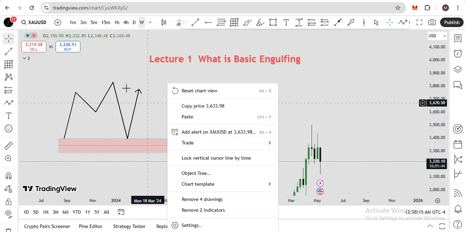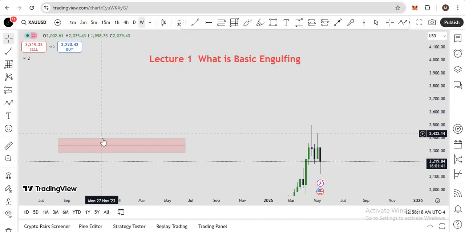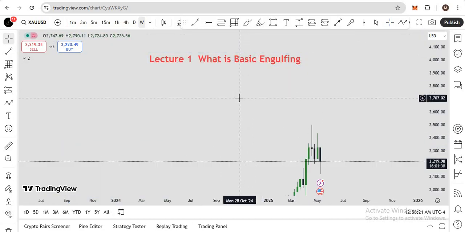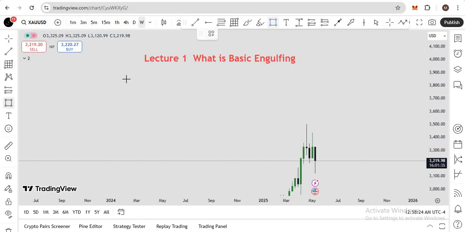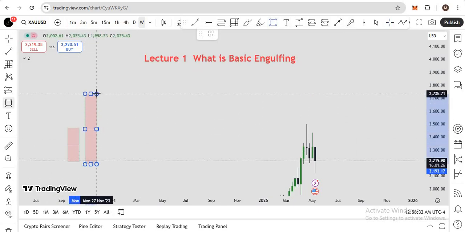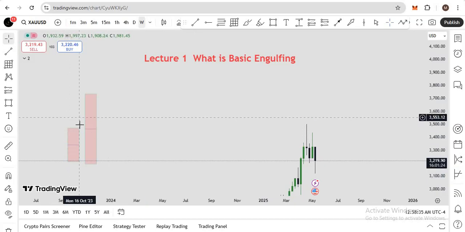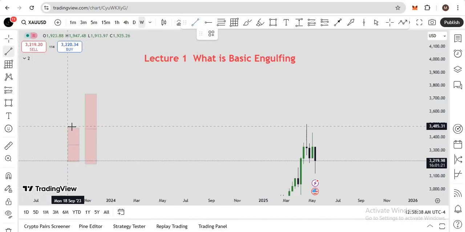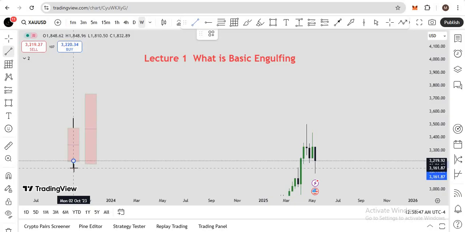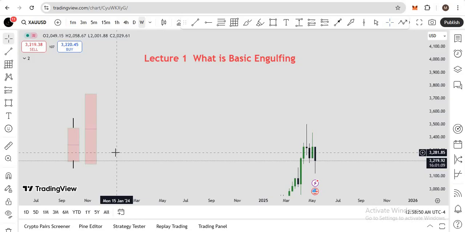Let me tell you, lecture number one is: what is the basic engulfing? Engulfing means we have one candle here, and the second candle should close above this candle. This is the engulfing. Here we have a wick, and we have a wick here. So here I will show you the basic engulfing. In the next lecture I will show you what is a valid engulfing and an invalid one. I will explain everything one by one.